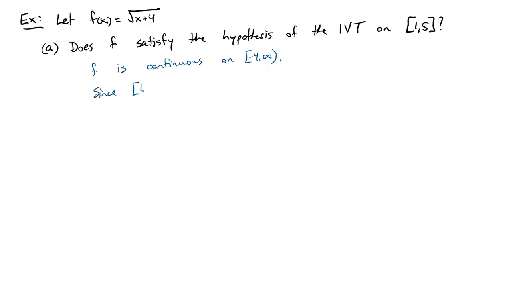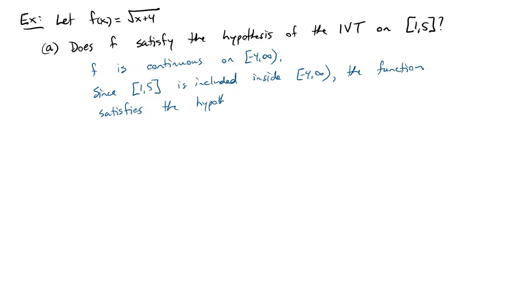Since this closed interval from 1 to 5 is included inside -4 to infinity, the function satisfies the hypothesis. So pretty simple. If the function is continuous on the interval, it satisfies the hypothesis. Now, since it satisfies the hypothesis, we're allowed to invoke the theorem to make a conclusion.